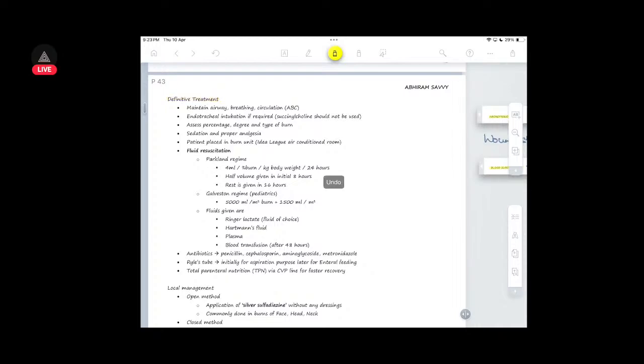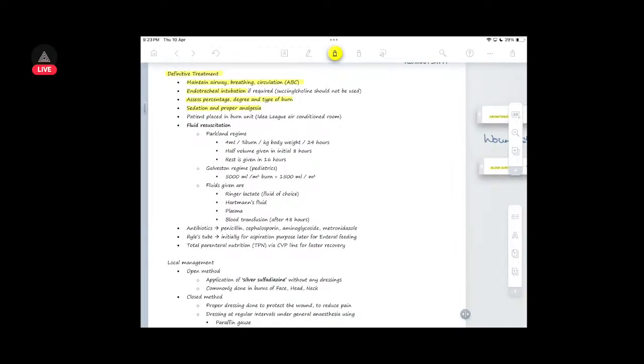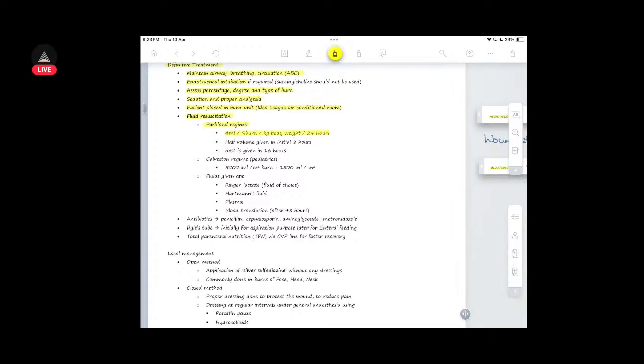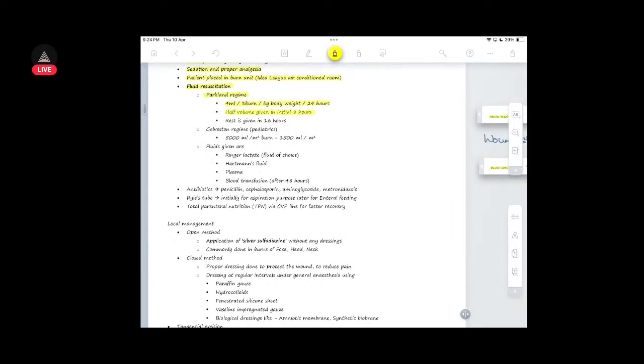Definitive treatment: maintain airway, breathing, circulation (ABC), endotracheal intubation, assess percentage, degree and type of burn, sedate, and proper analgesia should be provided. Patient is placed in burn unit, fluid resuscitation should be done. A Parkland regime, which is 4 ml per burn percentage per kg body weight in 24 hours. Half volume in 8 hours, rest is given in 24 hours.